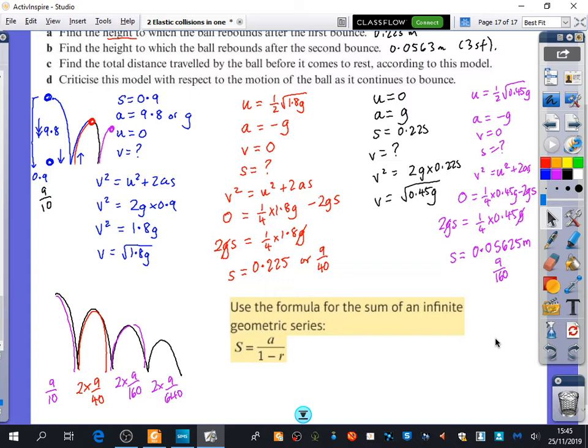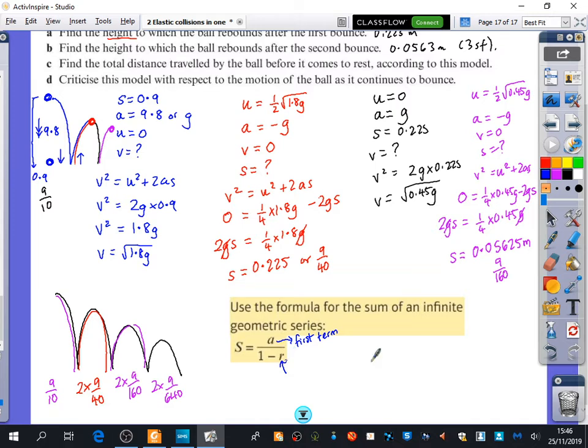Now, I just want to quickly break down a couple of these things that you might need here. This is in the formula book. So when you do your UCAS mock exams this year, this will be in the formula book. S is the sum of a particular series. A is the first term in the series. What do you think R might represent? No, actually R stands for the common ratio, and it's the factor that you multiply by.